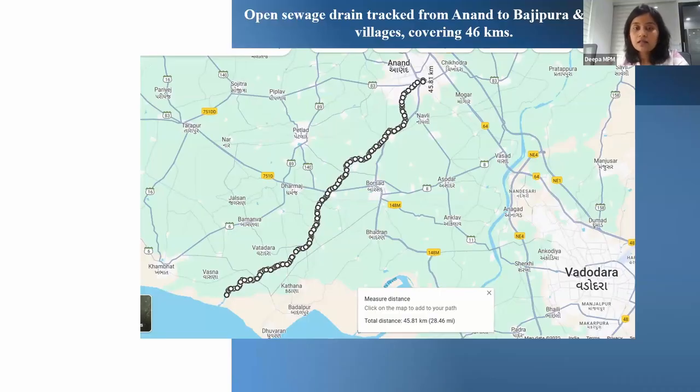This gets treated water from this 13.5 MLD STP located at this point, and also untreated wastewater from different parts of the city. I have explored the previous drain for 22 kilometers, and this Anand Mogri drain completely to the Gulf of Khambat.